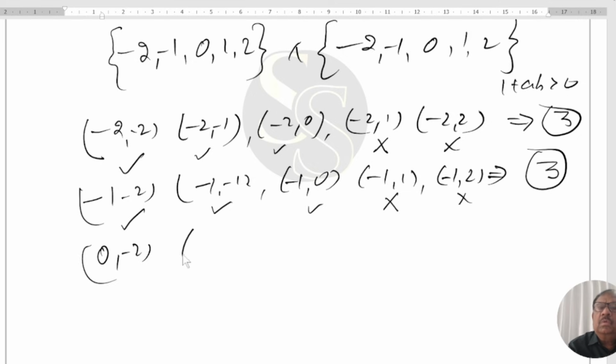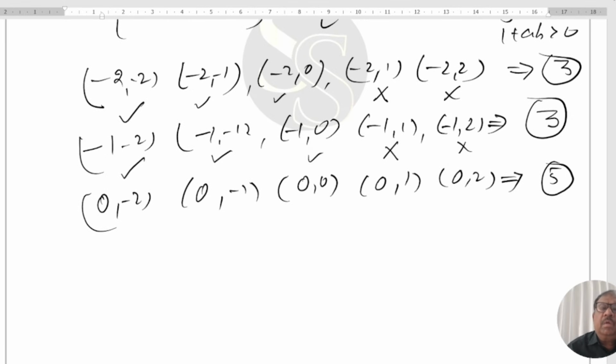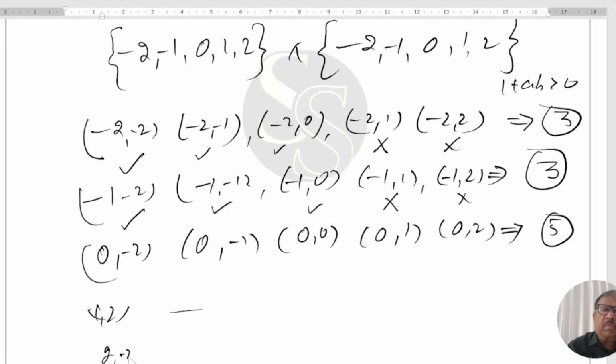0 minus 2, 0 minus 1, 0, 0, 0, 1, 0, 2. Is case mein all 5 will be there. Similarly, 1, 2 se 5 banayenge and 2, minus 2 se 5. Isme select ho gaya aayega 3. Isme select ho gaya aayega 3.